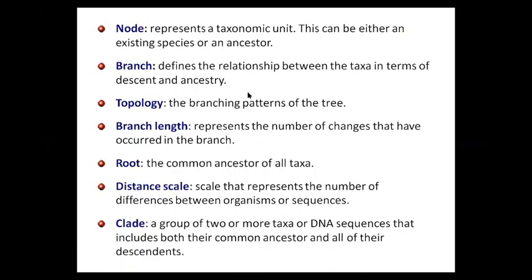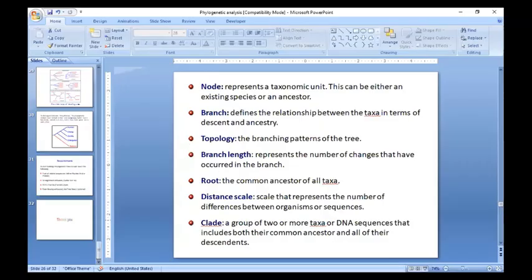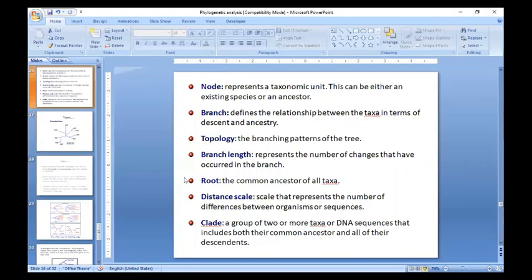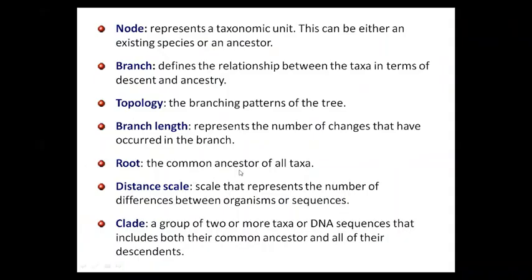Now there is some common terminology used in phylogenetic analysis. For example, node. A taxon unit. Is it a species or strain or any variant within a species? It differs from situation to situation. Sometimes when we want to draw phylogenetic conclusions within a species among different strains, each of the nodes can represent a strain. So node or leaf can also be used. Similarly, a branch defines the relationship between the taxa in terms of descent and ancestry. A branch will define the relationship between the taxa, species or strain.